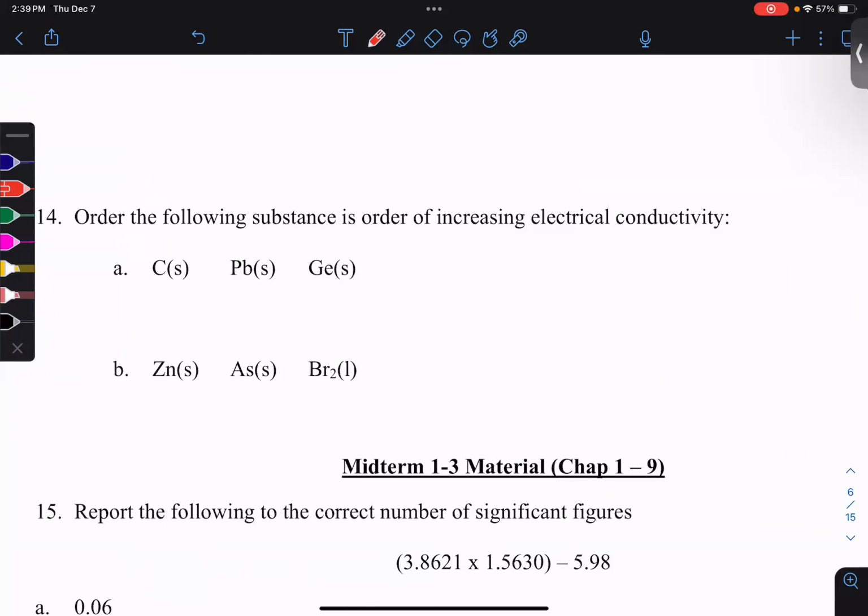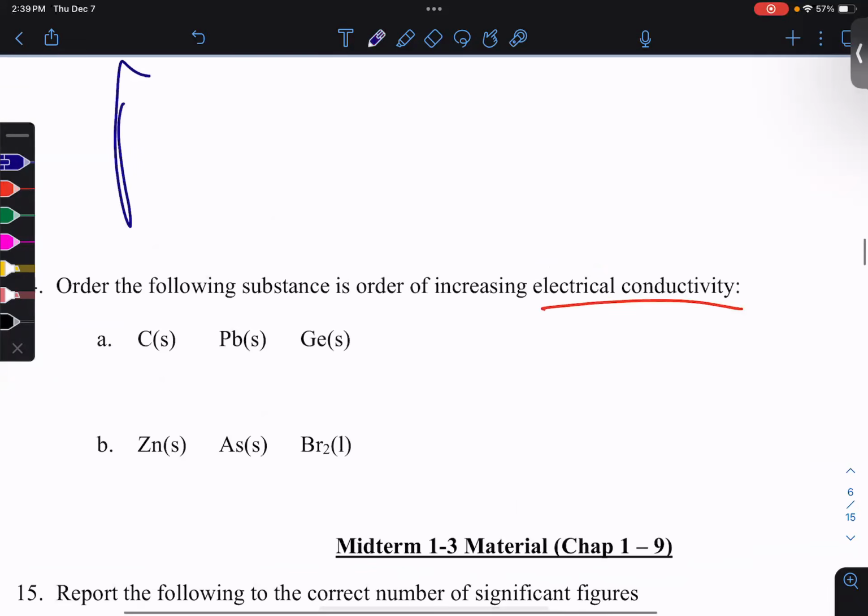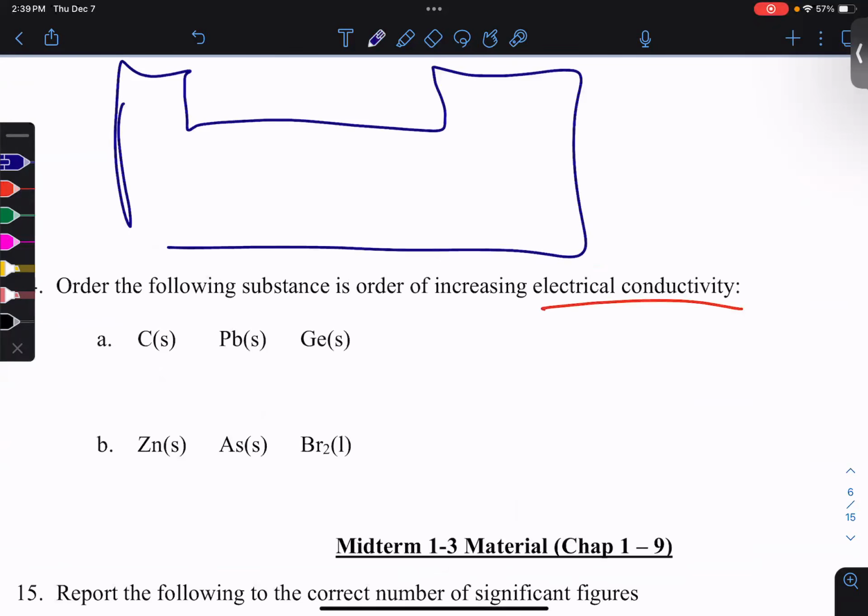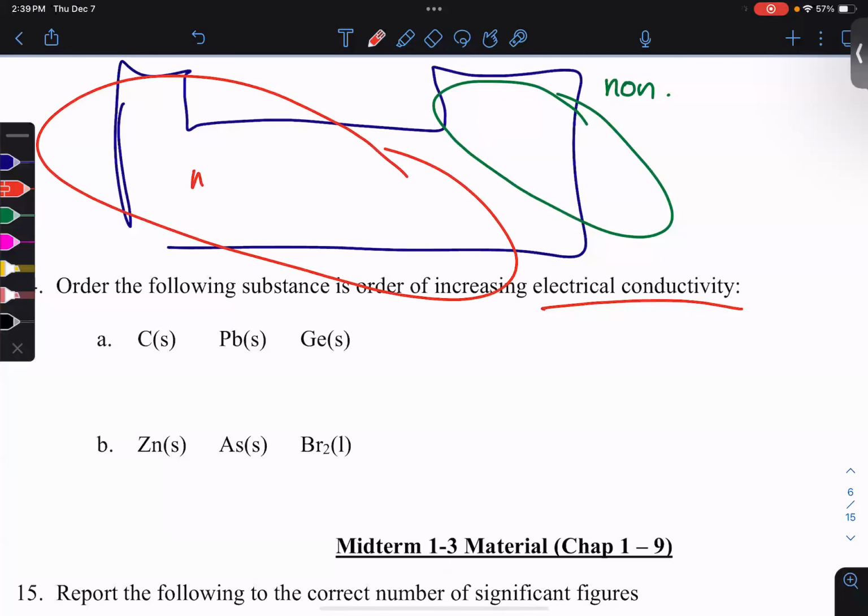Order the following in increasing electrical conductivity. So let's think about this. We learned about metallic solids, network covalent solids. What's on this part of the periodic table? What kind of elements are over here? Non-metals. And then what's basically everything else? A metal. So most of the metals fall under metallic solids, and then non-metals are their own class. They can be molecular solids, they can be covalent network. So metals conduct electricity. Non-metals don't. So that's our thinking here.